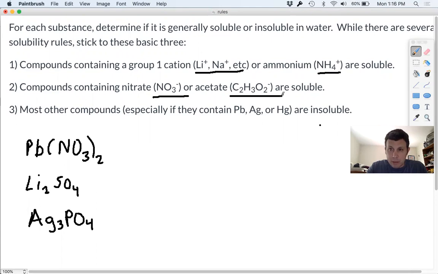There are some exceptions, but for the most part, if they don't fit into the first 2 categories, it's often going to be insoluble, especially if it has lead, silver, or mercury. They are almost always insoluble. So let's look at a few examples.